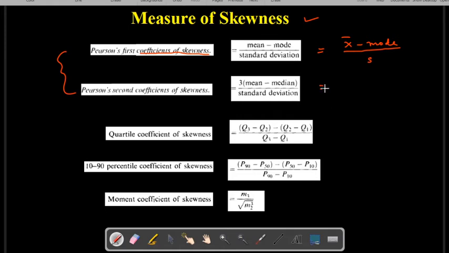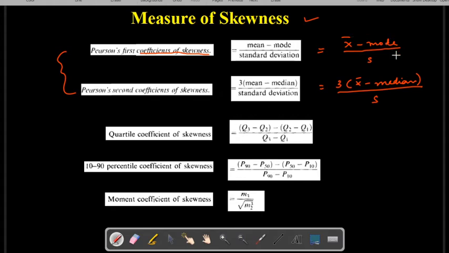So this is equal to 3 into mean, you can write x bar, minus median, divided by standard deviation, represented by S. Now you have two types: Pearson's first coefficient of skewness, then Pearson's second coefficient of skewness.